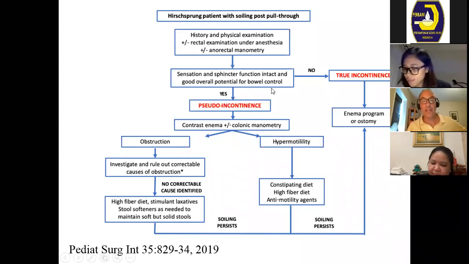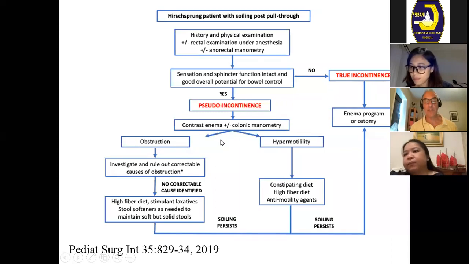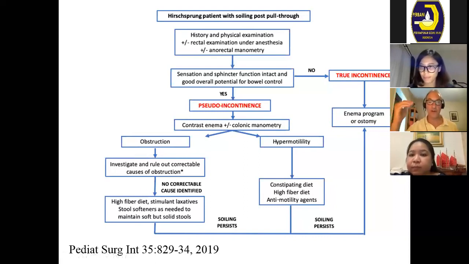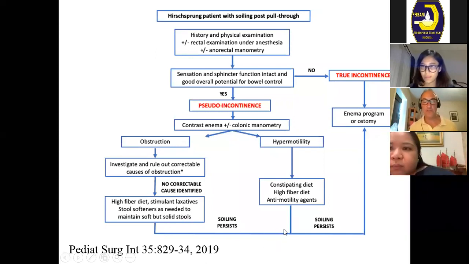If they have the potential for normal control, then we call that pseudo-incontinence. And then a contrast enema, you can do colonic manometry if you have it, but the contrast enema, like I showed you in those two pictures, can differentiate between an obstruction picture and a hypermotility picture. We already talked about if they have obstruction, then you have to rule out why they have obstruction. You can go back to those 5 causes of obstructive symptoms that I talked about before, and correct them if there's something to correct. If there's no correctable cause identified, then they need bowel management. And if they still have persistent soiling, then sometimes we go to enema programs or an ostomy.